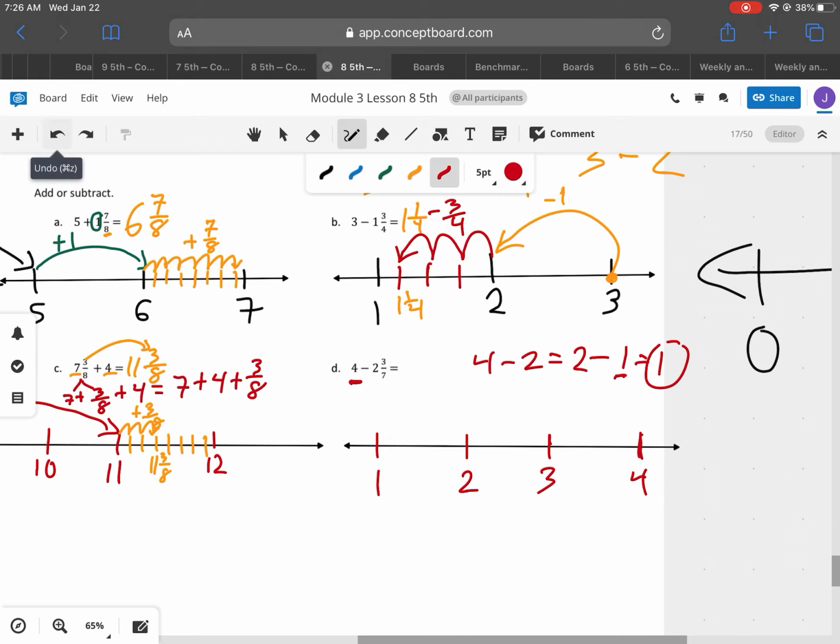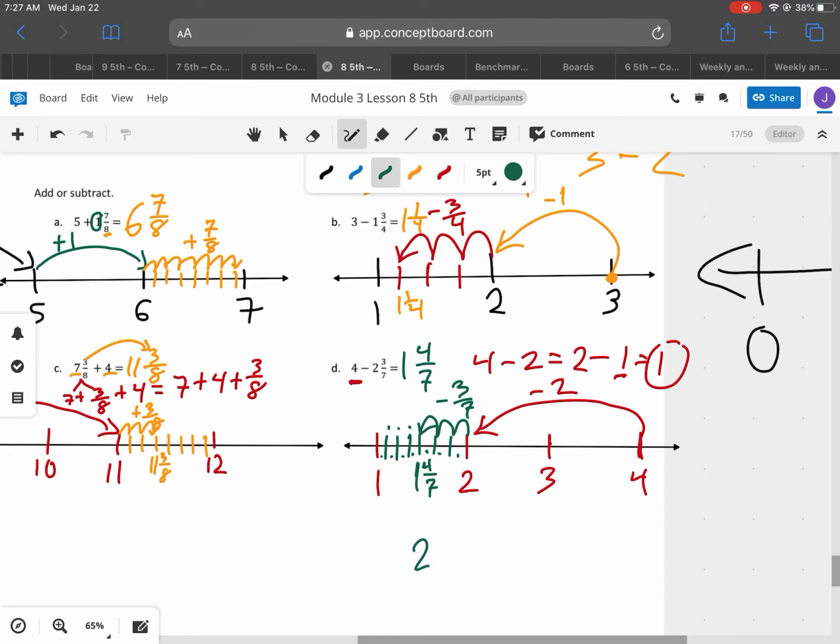Okay, so again, we're going to subtract 2. That's the first thing we're going to do. And then we are going to break this up into 7s. So that's 6 lines. 1, 2, 3, 4, 5, 6 lines. So we have 1, 2, 3, 4, 5, 6, 7 sections. All right, so now we're going to go 1, 2, 3. And minus 3/7. And that lands us at 1 and 1, 2, 3, 4/7. So our answer is 1 and 4/7.